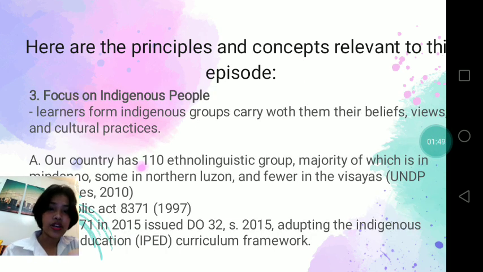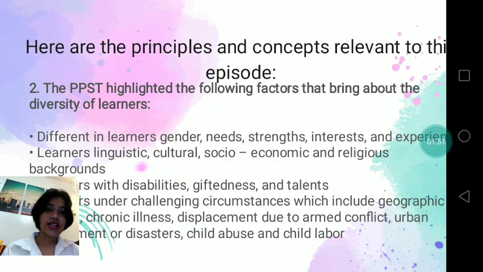Okay. Sorry for that. The PPST highlighted the following factors that bring out the diversity of learners. So, pag sinabi nating diversity, ano yung ibig sabihin ng diversity? Pagkakaiba-iba. So, sa classroom, hindi naman lahat kinesthetic learners. Hindi naman sa isang classroom, hindi naman lahat auditory learners. Halo-halo yan. So, here are the difference na nilista ng mga PPST or Professional Standards for Teachers.